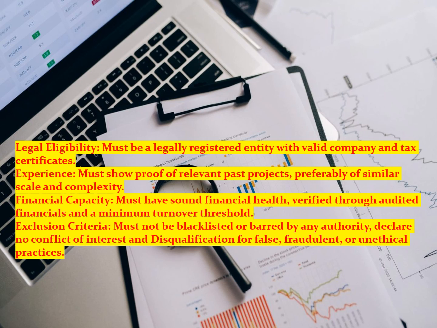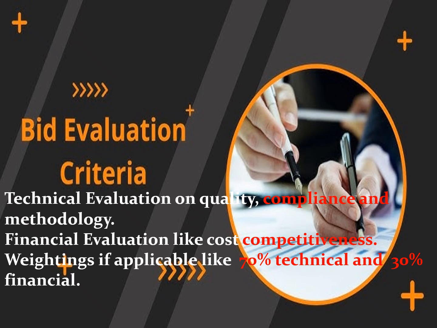Declare no conflict of interest and disqualification for false, fraudulent, or unethical practices. In this section, you have to specify the evaluation criterion upon which the bid would be evaluated, including technical evaluation on quality, compliance and methodology, financial evaluation like cost competitiveness, weightings if applicable like 70% technical and 30% financial.